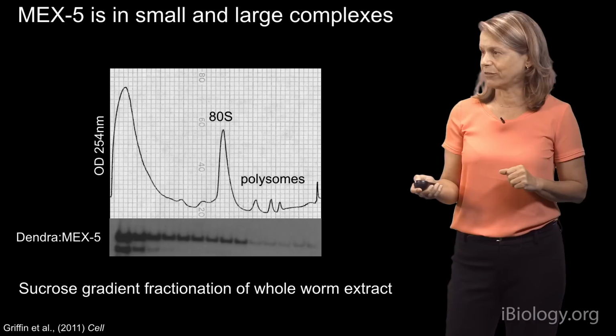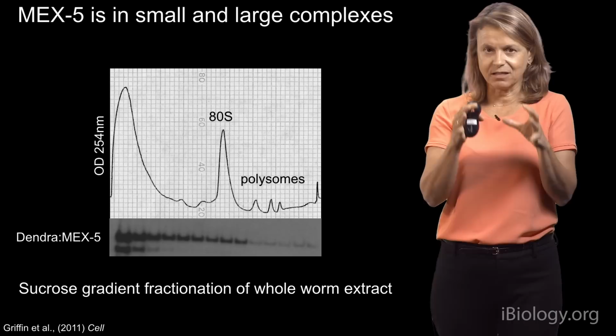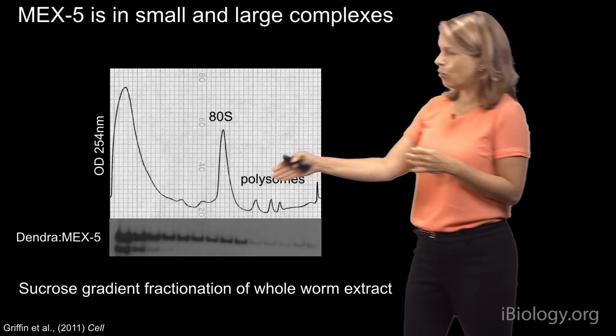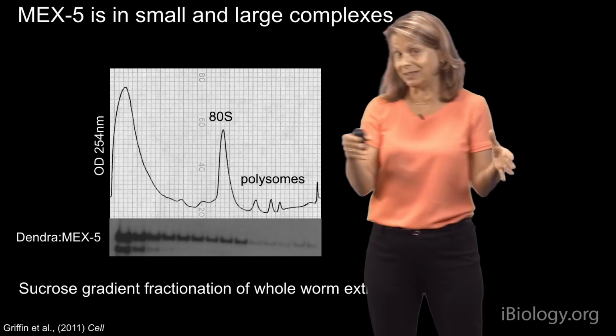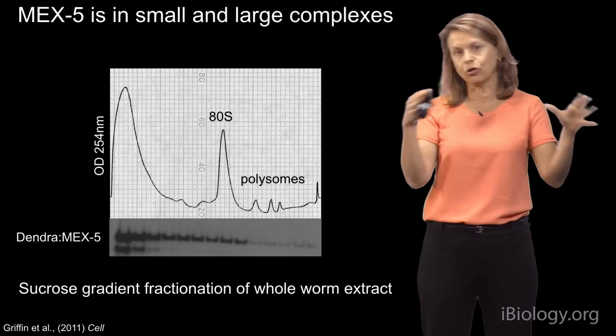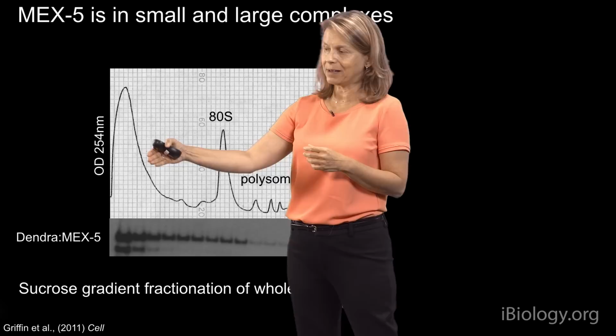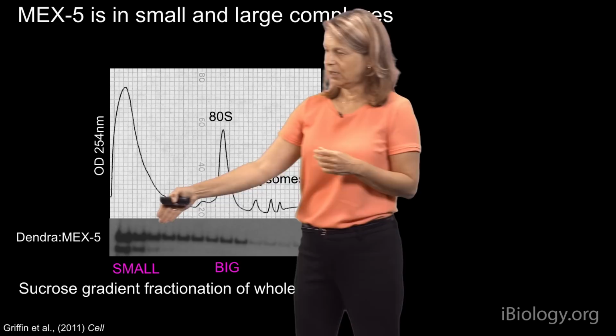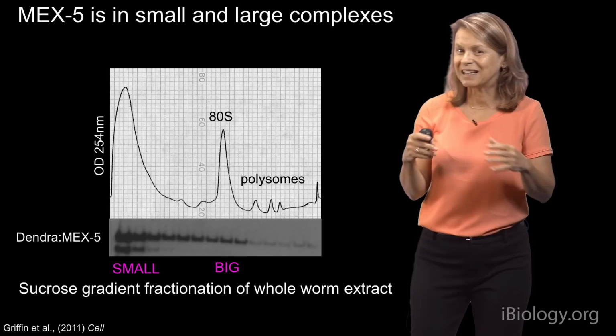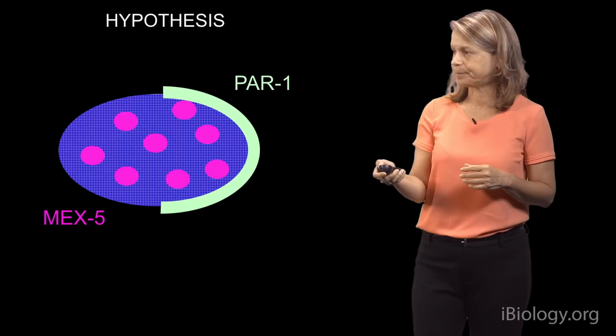Next interesting observation that Eric made is he looked at the size of the complexes that MEX5 exists in within the cytoplasm. He did this simply by running a whole worm extract with MEX5 labeled here with Dendra, so we can see where it runs in the extract. And he passed this extract over a sucrose gradient so as to separate light complexes from heavy complexes, okay? And what he saw is that MEX5 actually exists in both light complexes and heavy complexes. So that suggested to us that maybe that's how MEX5 is slow. Maybe it's slow when it's big and it's fast when it's in smaller complexes.